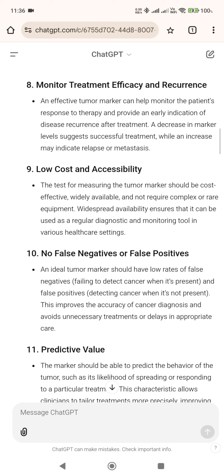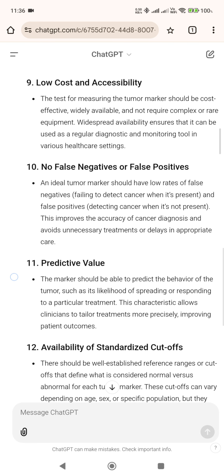9. Low cost and accessibility. The test for measuring the tumor marker should be cost-effective, widely available, and not require complex or rare equipment. Widespread availability ensures that it can be used as a regular diagnostic and monitoring tool in various healthcare settings.